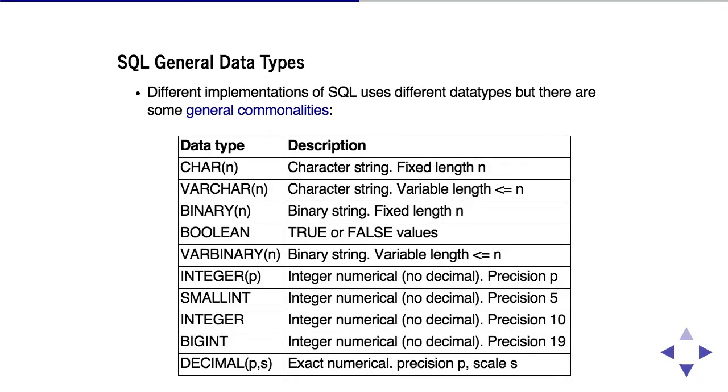For instance, there are characters, which is strings, like fixed length, variable strings. There are also binary strings, Boolean values, true or false. Usually that's implemented as ones or zeros. There are also various integers, small integers, various different types.